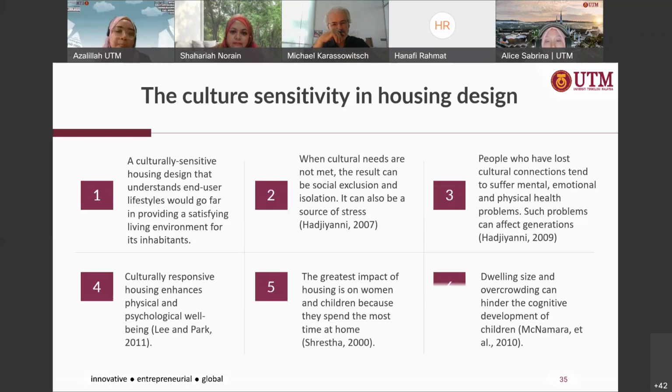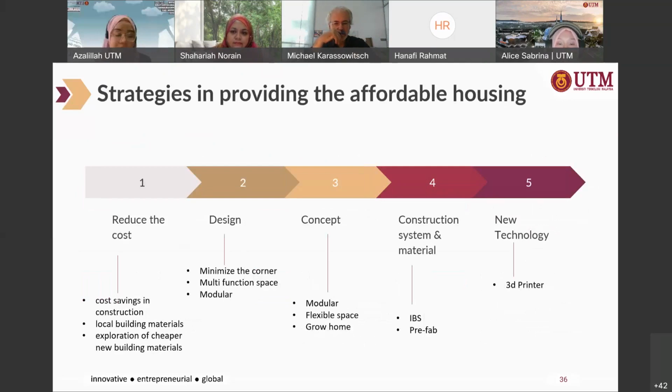So here are some of the strategies when we talk about providing affordable housing. Firstly, we cannot run away from the need to reduce the cost. In reducing the cost, there are a lot of ways. Cost saving in construction, local building materials, exploration of cheaper new building materials. All of these are more on the technicalities. And then there is the design. We need to minimize the circulation space, and we can also implement modular or other concepts. There are a lot of concepts established in other countries that we can also implement in Malaysia, such as modular flexible space and also grow homes. We can have prefab and so on.